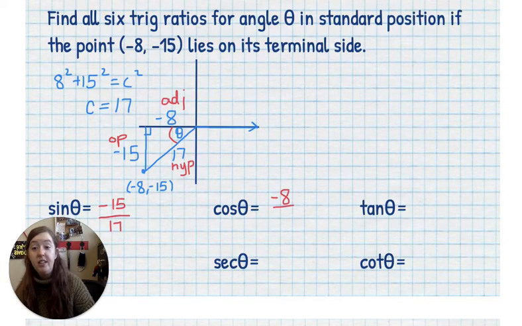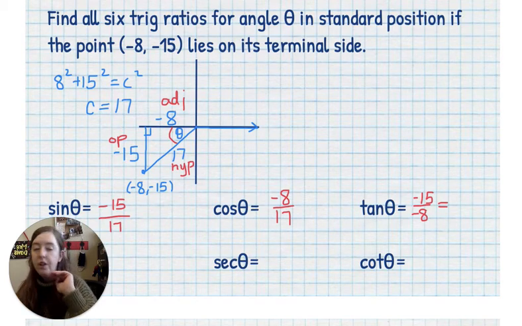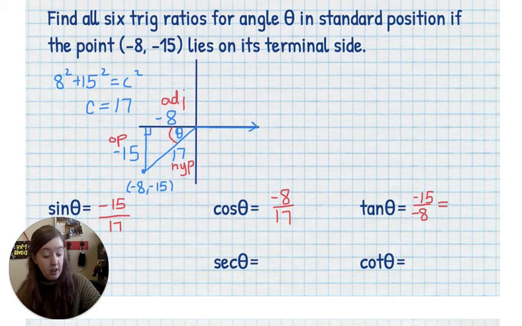Tangent is opposite over adjacent. So negative 15 over negative 8. You are not allowed to leave it like this. You are not allowed to leave it as a negative over a negative. You know better. You know a negative divided by a negative is a positive, so don't leave it like that, okay? I'm lenient about a lot of things, but that's one thing I'm not lenient about. That should be positive 15/8.